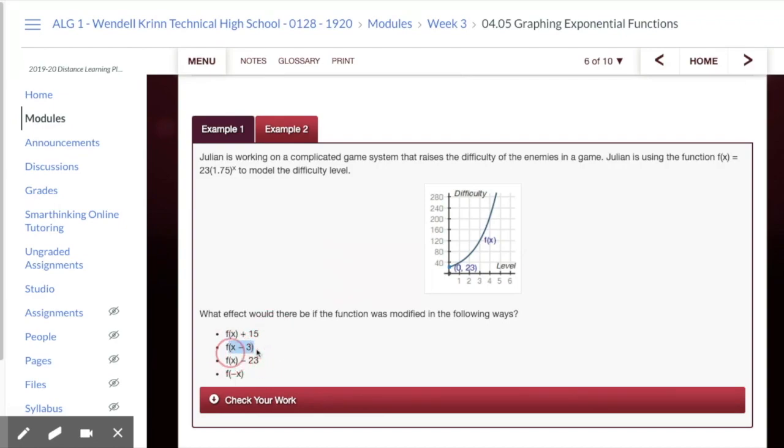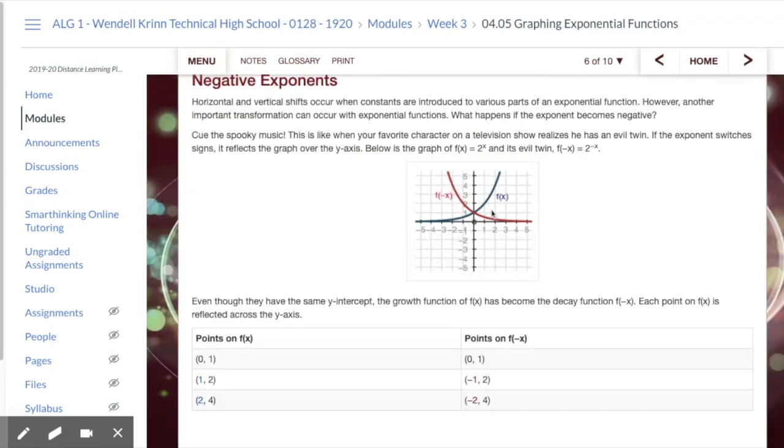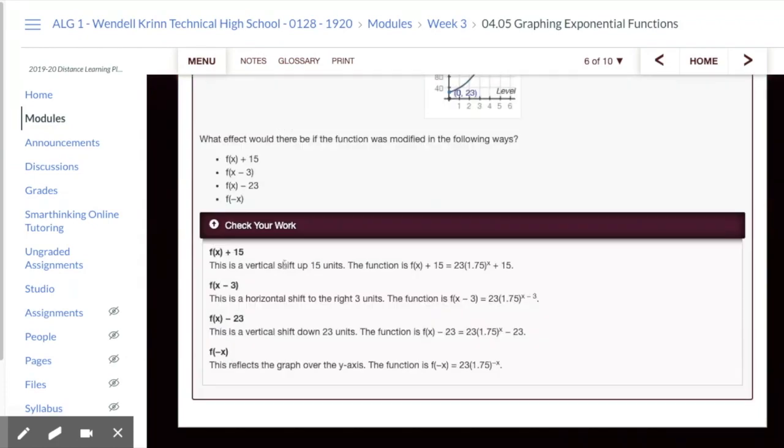For this one right here, you will see that minus 3 is inside the parentheses, so it's happening directly to x. I want to think to the left because I see the minus, but remember it's the opposite, so this would be going to the right 3. This is a minus 23 all the way at the end, so that's going to be down 23. And then we have a negative x, which like we talked about right here, is going to get flipped over the y-axis. Vertical shift, perfect, so up. Then we have to the right, and we have down, and then reflect or a flip over the y-axis.